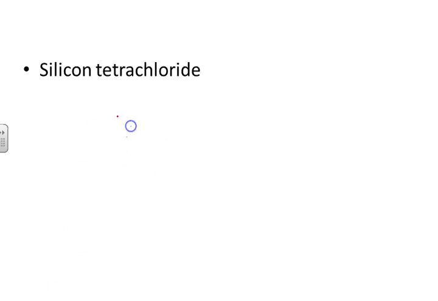So let's show an example of this. We've got silicon tetrachloride. This is a covalent compound, we have two, actually a metalloid and a nonmetal. Silicon tetrachloride is going to have the chemical formula SiCl4. Now we draw our electron dot diagrams for this. We have Si first.